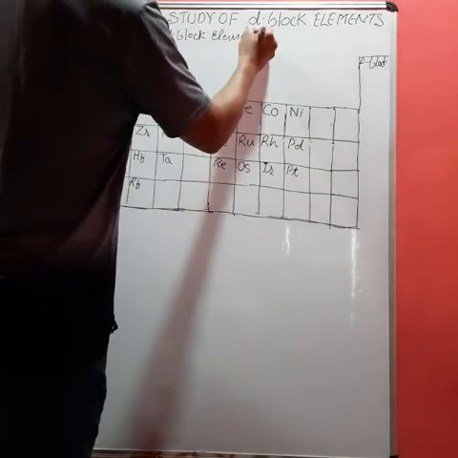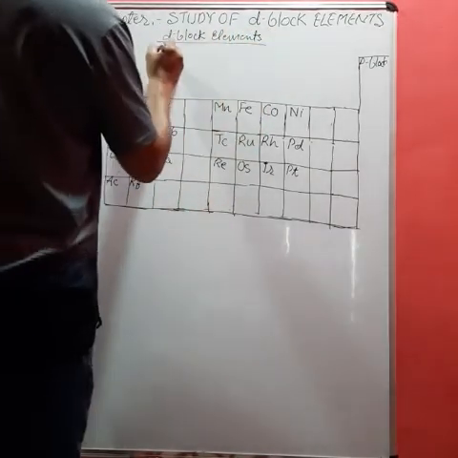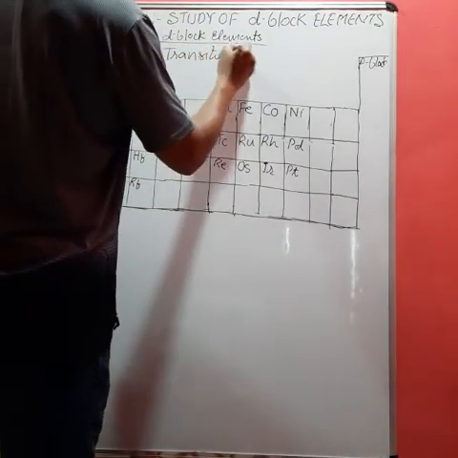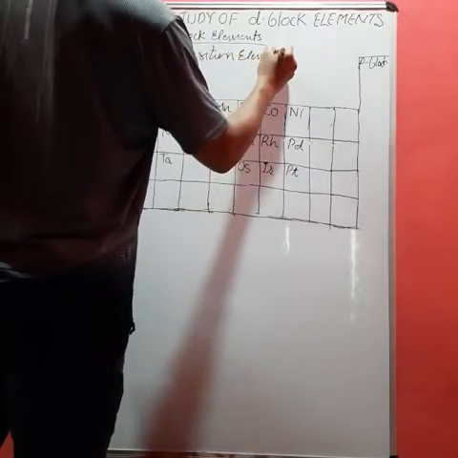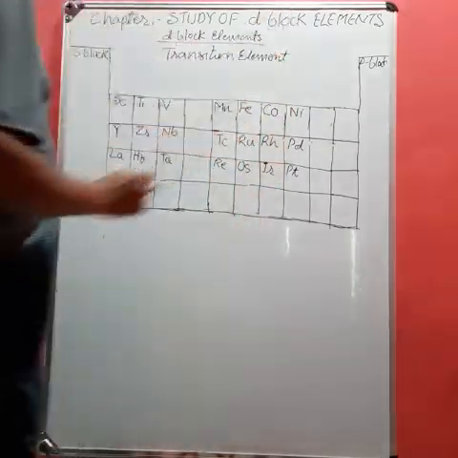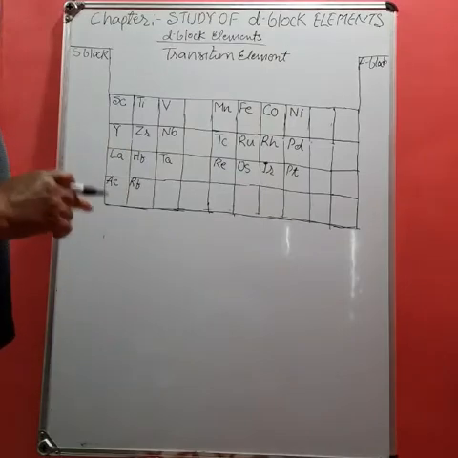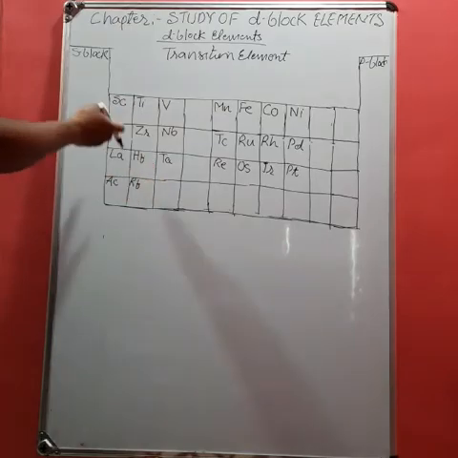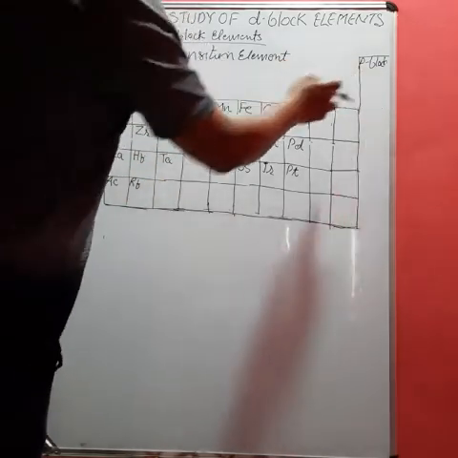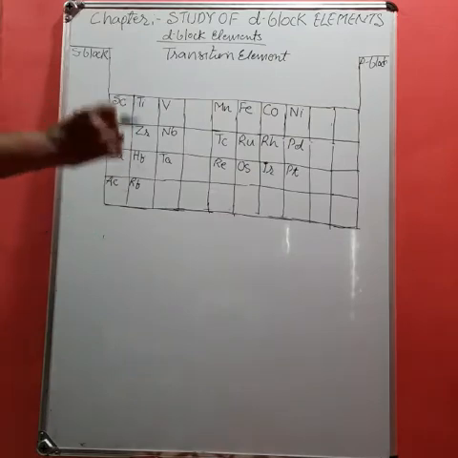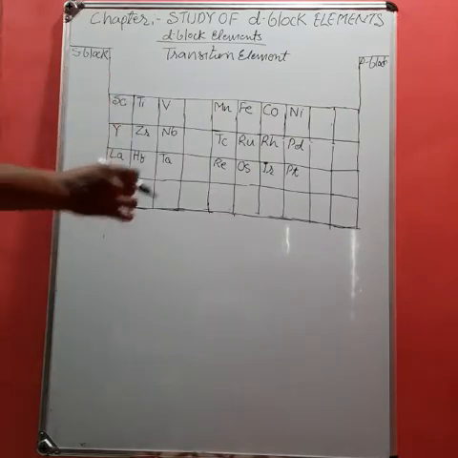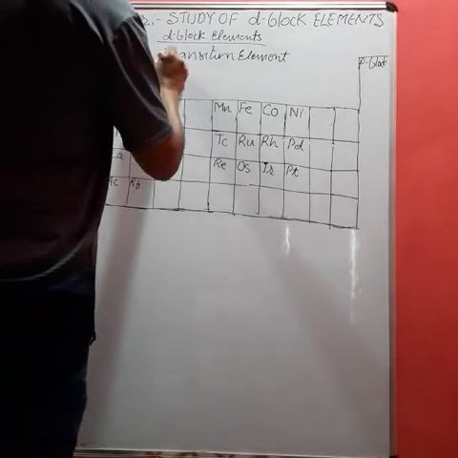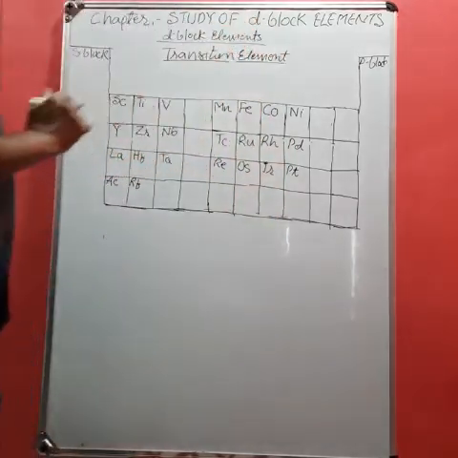Students, d-block elements are also called what? Very important thing: transition elements. In 11th class, we defined the transition element as the element which shows the change in the property compared to s-block and p-block. They are called transition elements. But in 12th class, we will define it in another way.